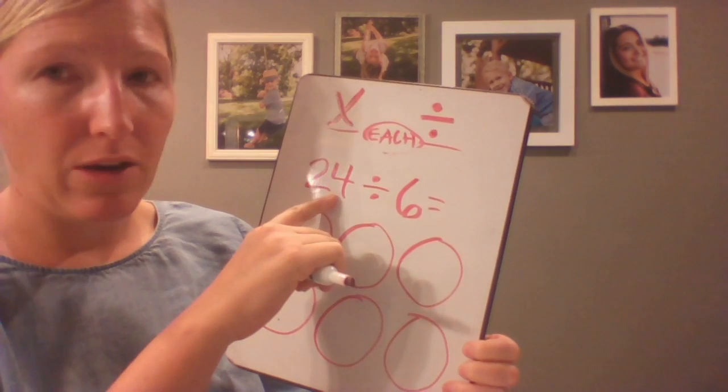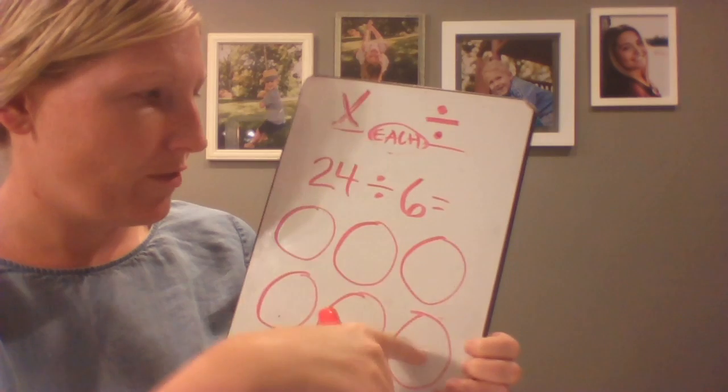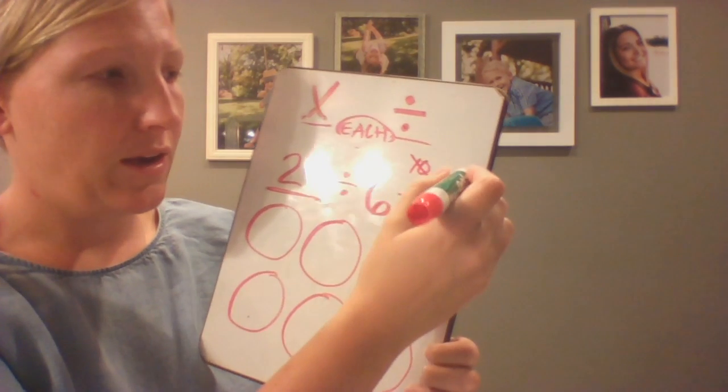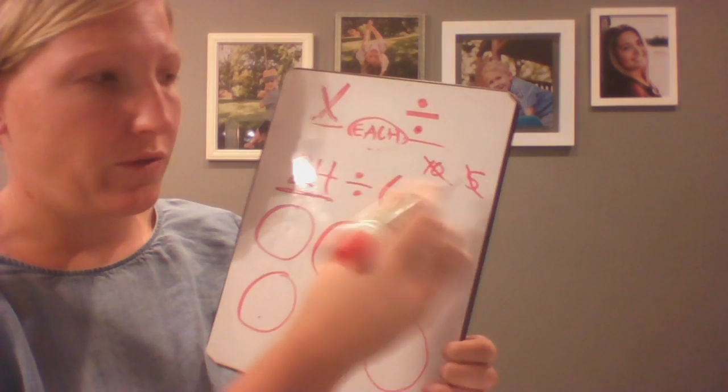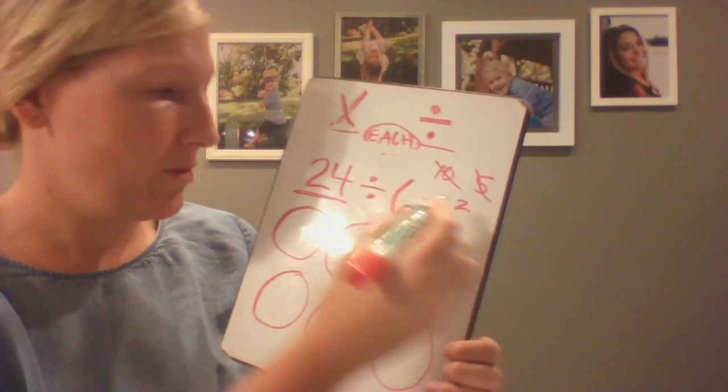I can see I can't count by 10s, but I'm going to try 5s. 5, 10, 15, 20, 25, 30. 30 is too much, so I can't use 10s. I can't distribute the 24 out by 5s. I'm going to do the next best thing and count out by 2s.